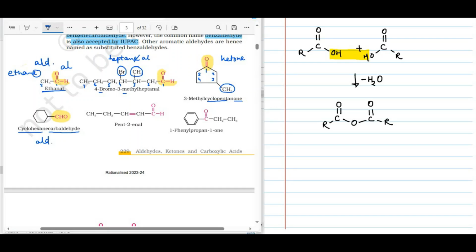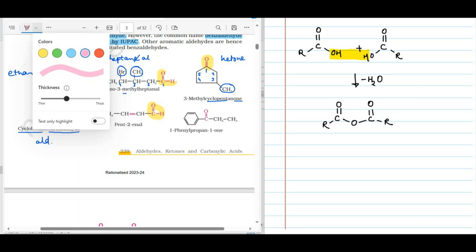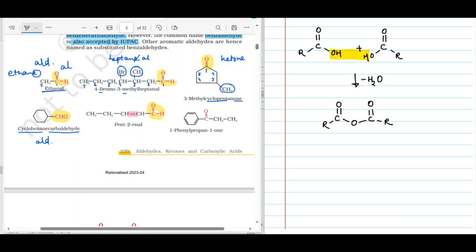Now come to the next example. Here again the functional group is aldehyde. And there is another functional group. A double bond, meaning an alkene is also there. First of all number the chain: 1, 2, 3, 4 and 5. So the parent is pent. And the double bond is at second position and you have to replace E of pentane with al. So here you will write pent-2-enal.